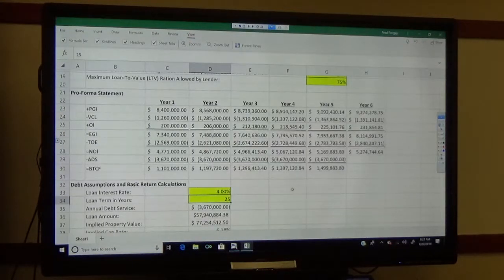Okay? Let's say that in addition to getting that lower interest rate, we can also stretch out the term from 25 years to 30 years.